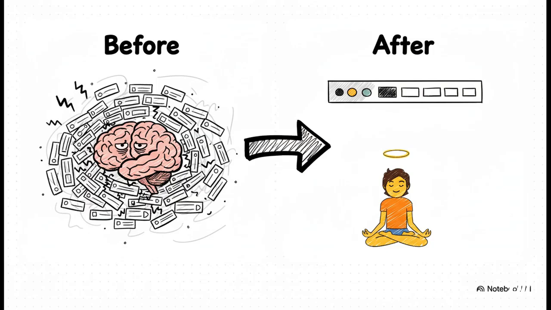On the left, you've got the overwhelmed brain, just paralyzed by a wall of distracting tabs. And on the right, the focused brain. It's operating from a clean, calm workspace with just the handful of tabs it actually needs. This is what we're aiming for: a clear space for a clear mind.